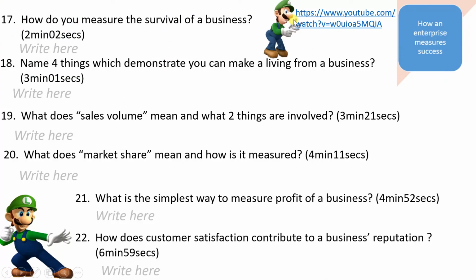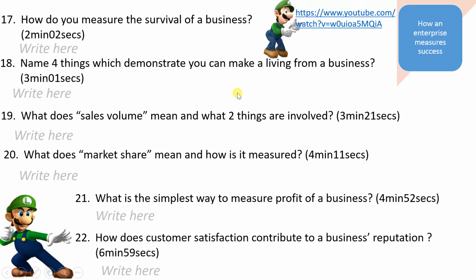There's Mini Luigi giving you your final link for lesson 3 revision, and you've got 6 questions for this one. You can Shazam your way to the end of this lesson revision and nail these 6 questions, and this is all about measuring the success of a business. So if I just go through the highlighted words, it's about how you measure survival of a business, how you're going to measure how you make a living from a business.